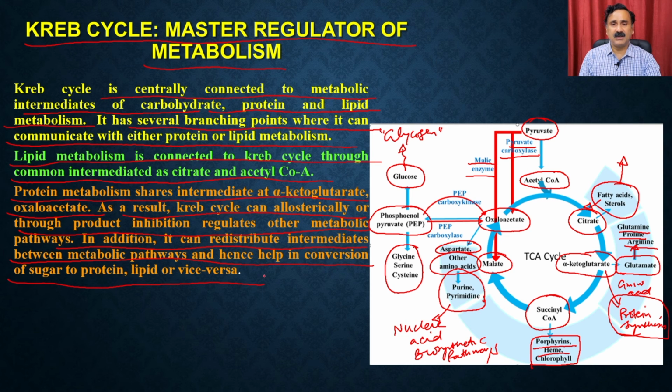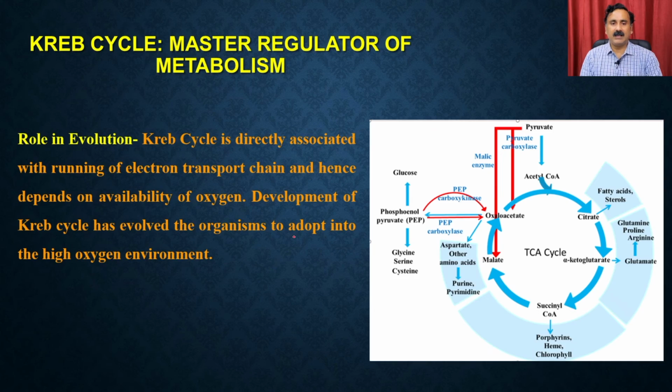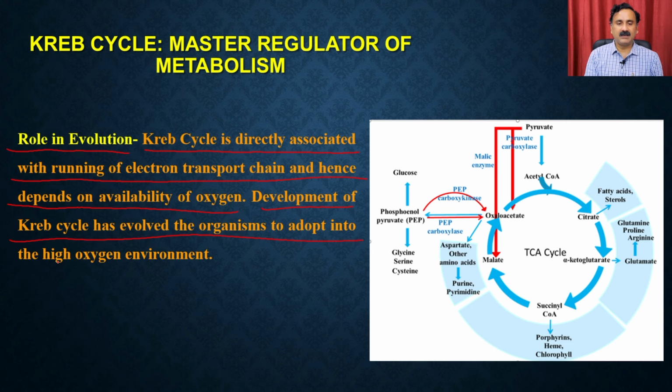And because of such a high level of role in the metabolic pathways, the Krebs cycle has taken a very high place in terms of evolution. So what is the role of the Krebs cycle in evolution? The Krebs cycle is directly associated with the running of the electron transport chain, and hence depends on the availability of oxygen. Development of the Krebs cycle has evolved the organism to adapt to the high oxygen environment, which means earlier organisms, for example the prokaryotic cell, don't have the Krebs cycle. Why don't they have the Krebs cycle? Because they are living in an environment where the oxygen availability is very low.